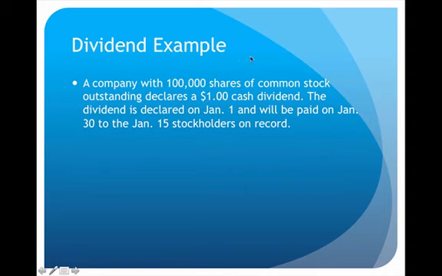So to see a typical dividend example, we have a company here that has 100,000 shares of common stock, and they're going to declare a $1 cash dividend. We will declare this on January 1st. It will not be paid until January the 30th, and it will be paid to the January 15th stockholders of record. So what we're going to have to do is do one journal entry on the 1st, on the day it was announced. We're going to make a note that January 15th was the date of record, but then again on January 30th, we will also record a journal entry when it is paid. And since it's 100,000 shares, $1 per share, this is going to cost us $100,000.